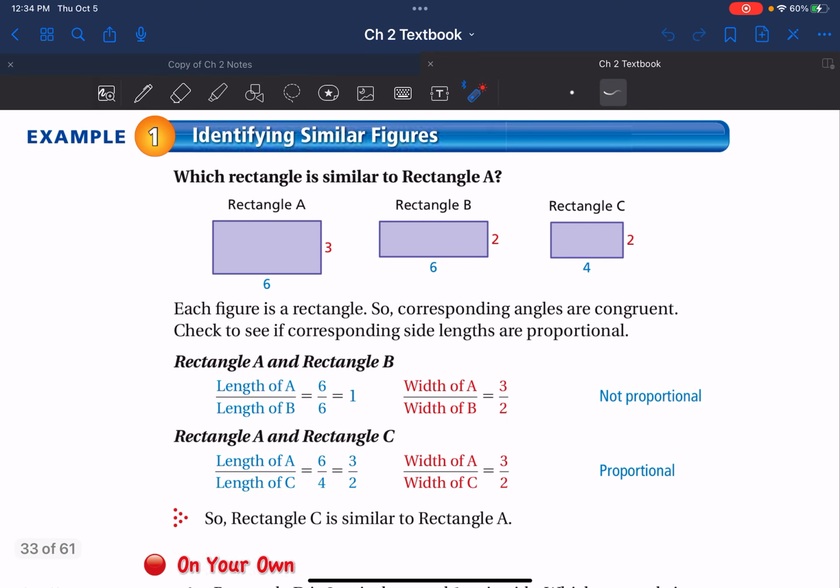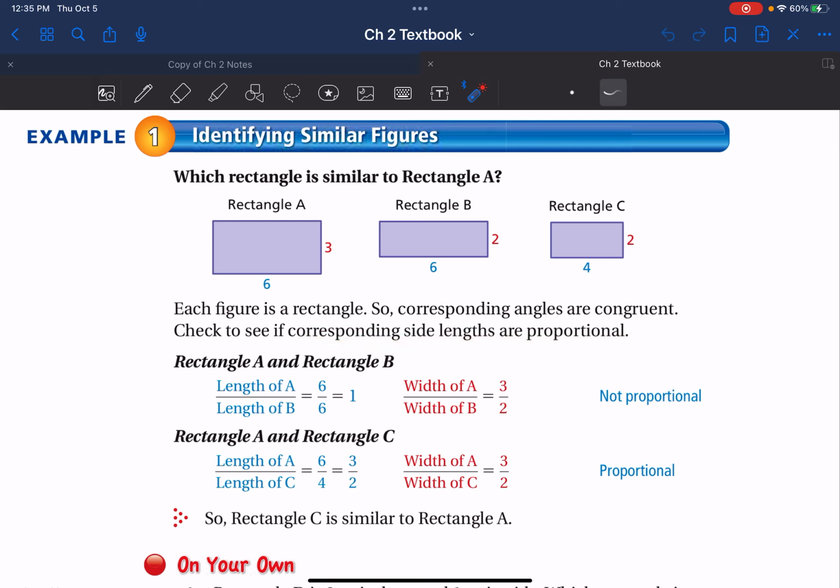Which rectangle is similar to rectangle A? Rectangle A has a side length of 3 and 6. Rectangle B has a side length of 2 and 6. Rectangle C has a side length of 2 and 4. Each figure is a rectangle, so corresponding angles are all going to be congruent, right? They're all going to be 90 degrees, so that's fine. Check to see if corresponding side lengths are proportional.